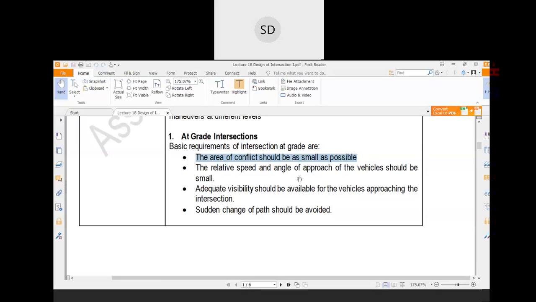And angle of approach. What is the angle of approach? Suppose this is the main stream, and another vehicle is coming from this direction. Now this angle is the angle of approach. As the angle of approach increases, this will gradually transform into a crossing conflict. And as it becomes minimum, ultimately it will merge with the existing traffic. So your aim should always be to minimize the angle of approach.